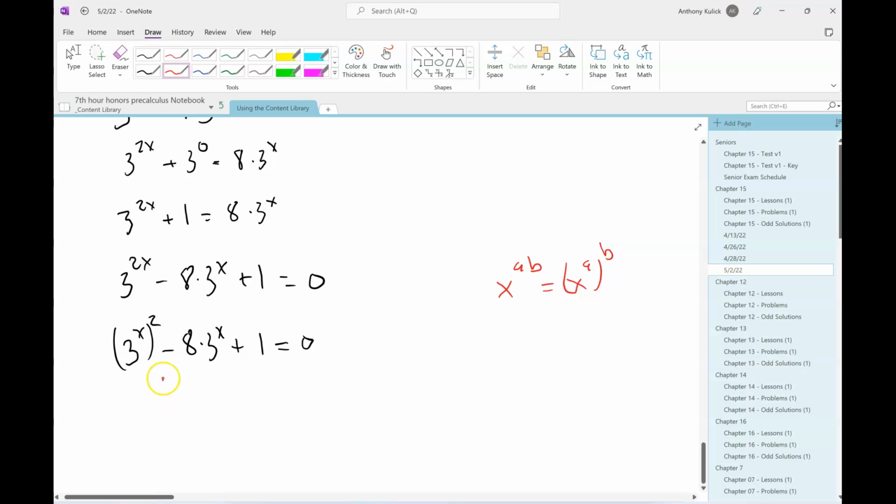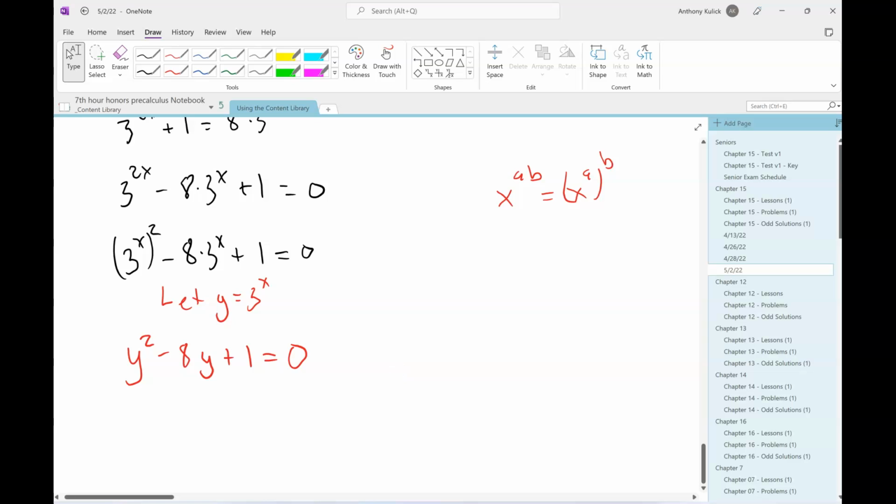All right. Still not convinced? What if we replace the 3 to the x's with y's? Looks pretty quadratic to me now, which is great because we know how to solve quadratics when we have variables in 2 different locations. Not a big deal. What are the 2 major methods we use to solve quadratics?